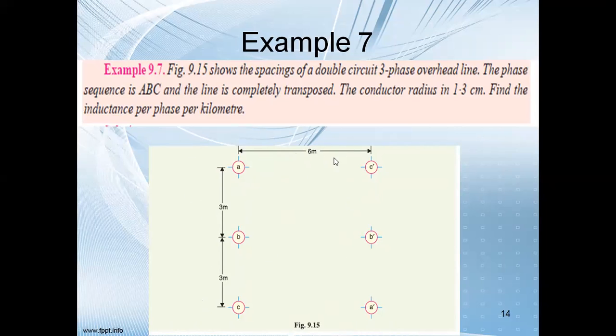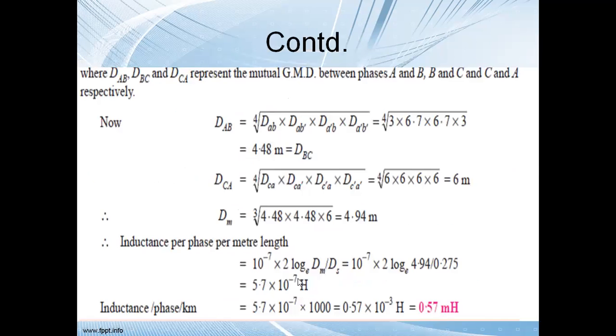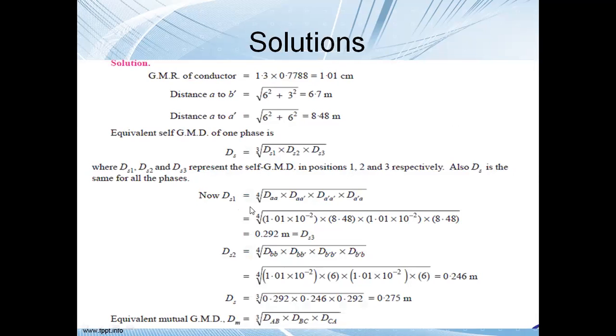Now you need to calculate the inductance per phase per kilometer. Here also we'll do the same thing. We'll first calculate the self GMD and the mutual GMD. But in this case, the self GMD and mutual GMD will be different. In the previous case, we calculated self GMD for a single conductor, but here it will be the cube root of DS1 into DS2 into DS3.